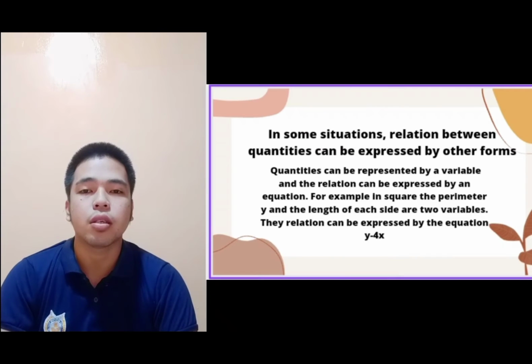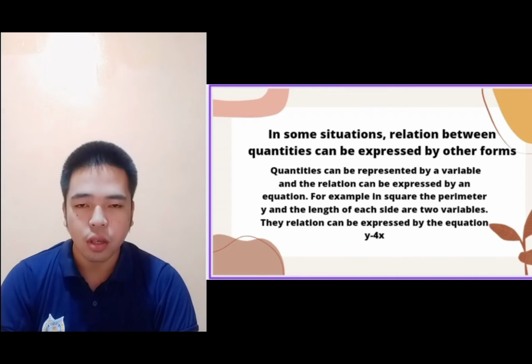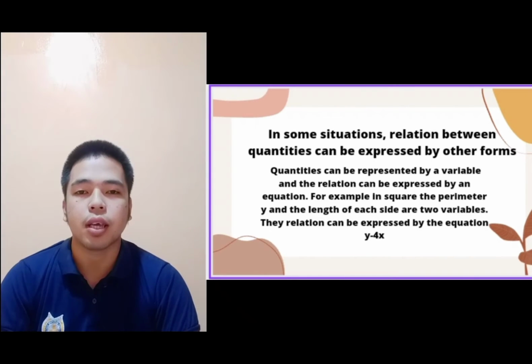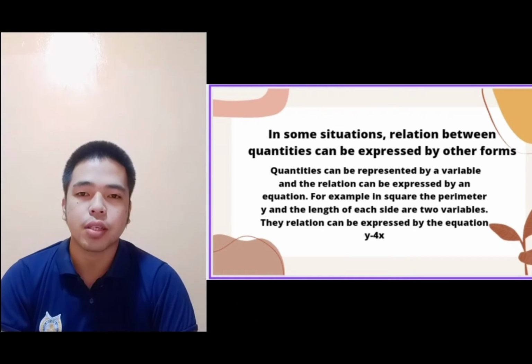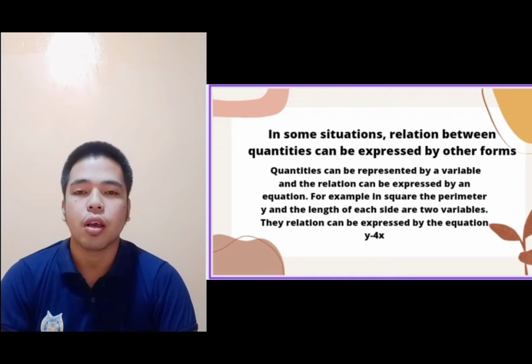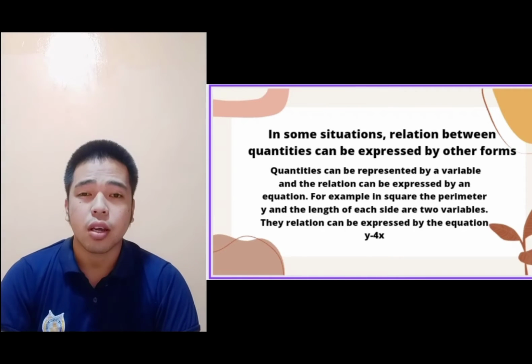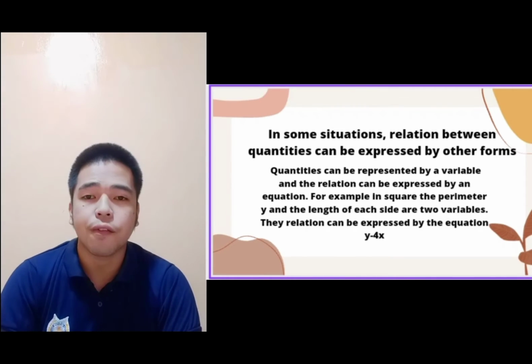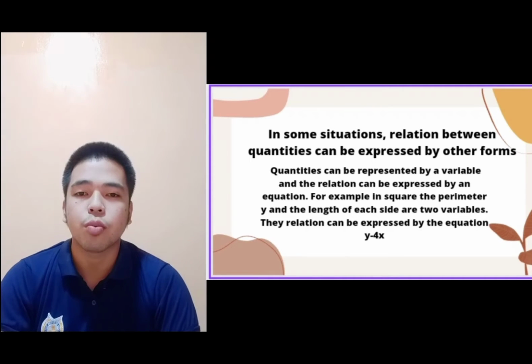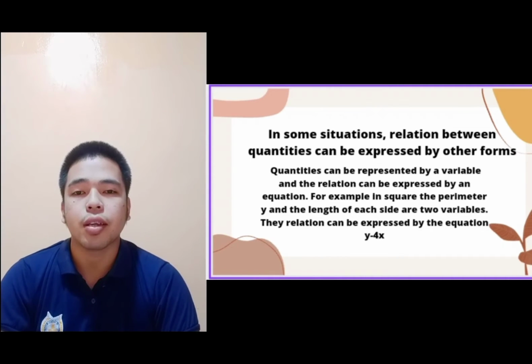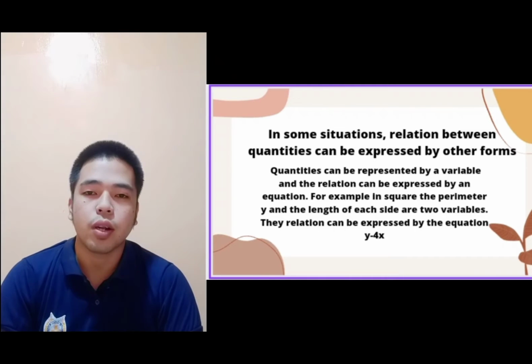In some situations, the relation between quantities can be expressed in another form. Quantities can be represented by a variable, and the relation can be expressed by an equation. For example, in each square, the perimeter y and the length of each side x are two variables. The relation can be expressed by the equation y is equal to 4x.